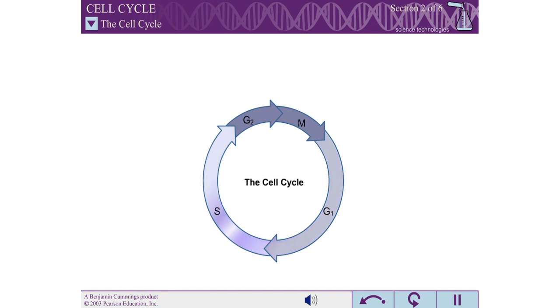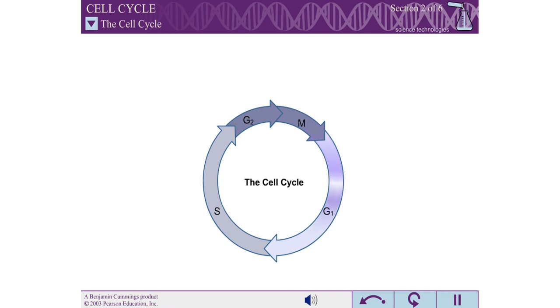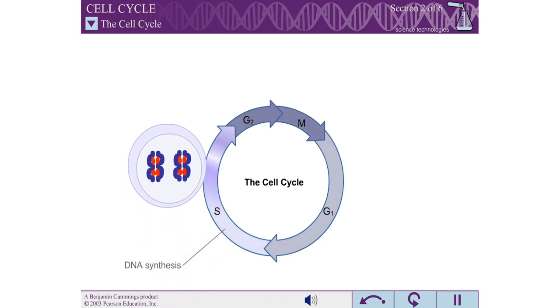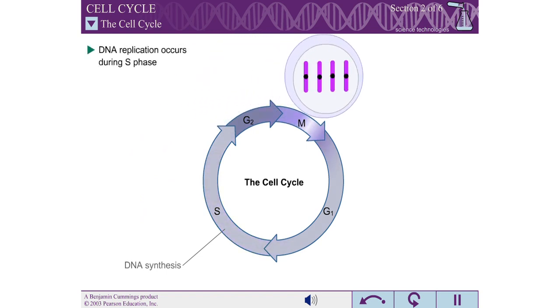Cells preparing to divide step through a number of coordinated activities collectively referred to as the cell cycle. The cell cycle has four distinct phases: G1, S, G2, and M. The two major events of the cell cycle are DNA replication and chromosome segregation. DNA replication occurs in the S, or synthesis phase of the cell cycle, and chromosome segregation occurs in the M, or mitosis phase.